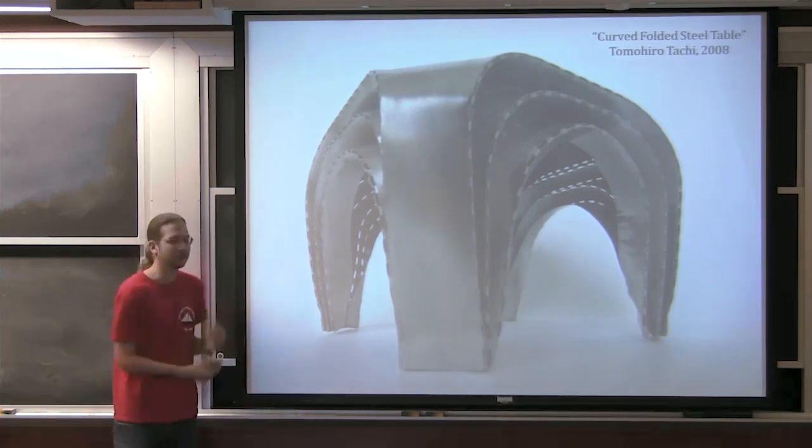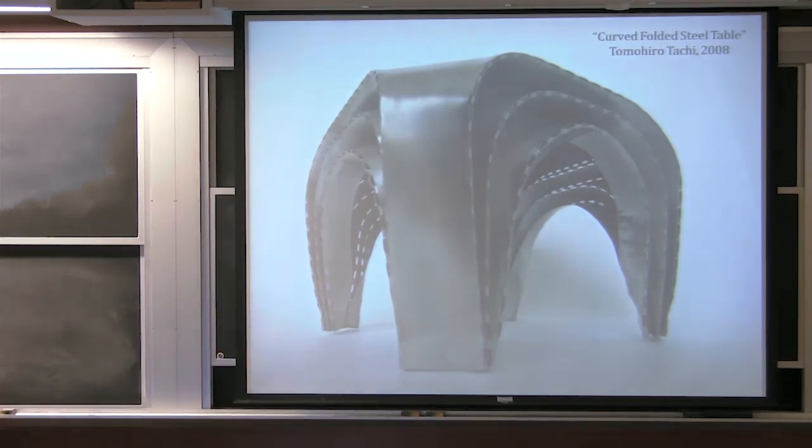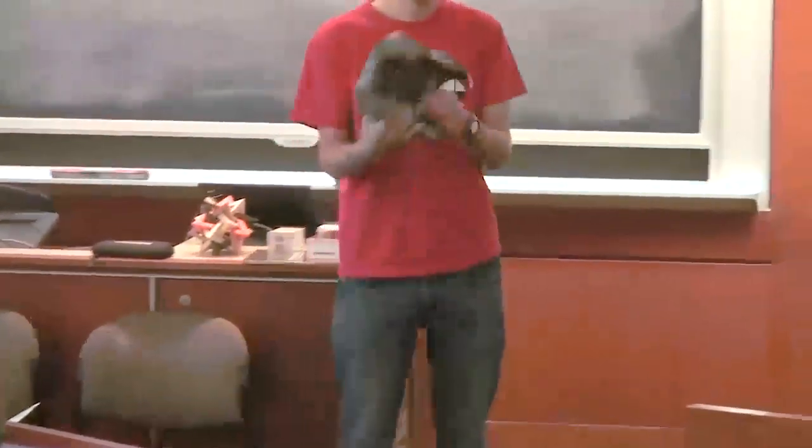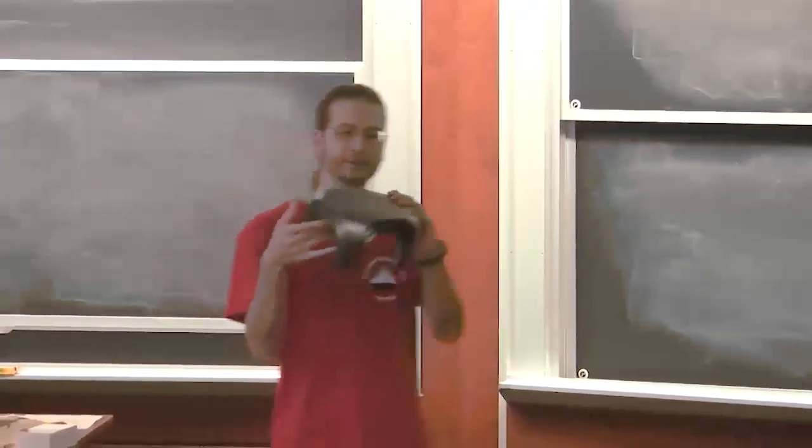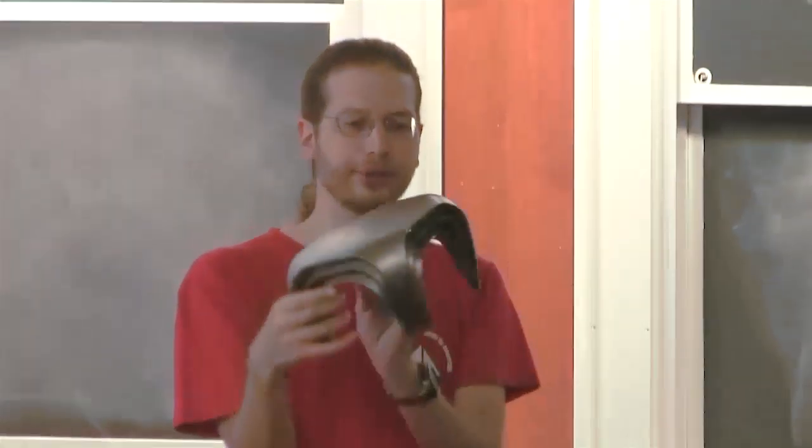And that leads us into steel, which also makes for stronger models. And this is another design by Tomohiro. We made it here at MIT using a water jet cutter and Sea Sail. And it makes a pretty nice table.